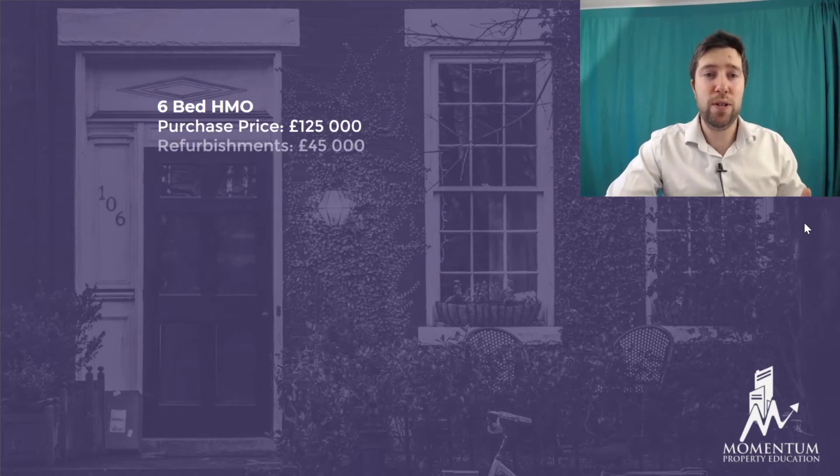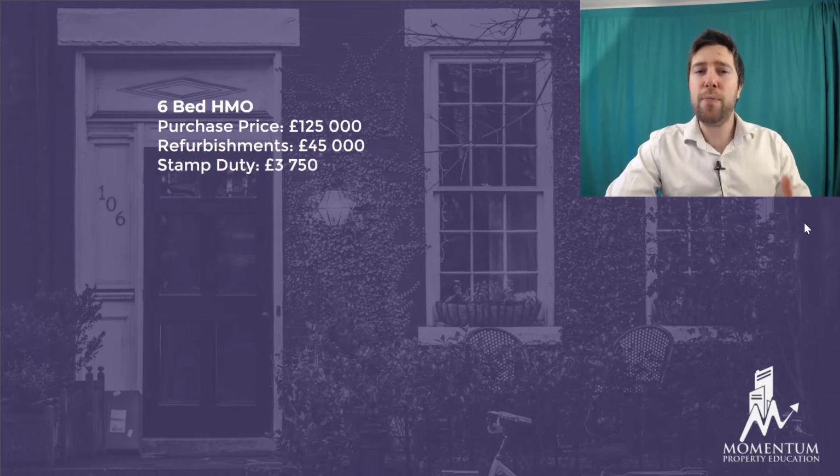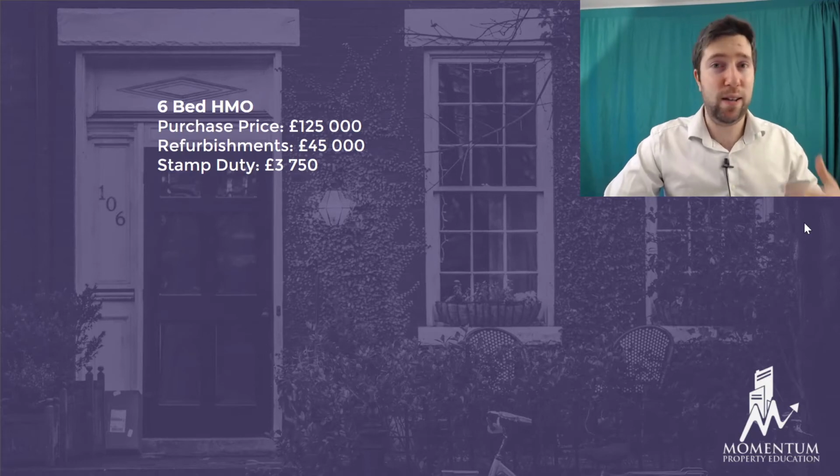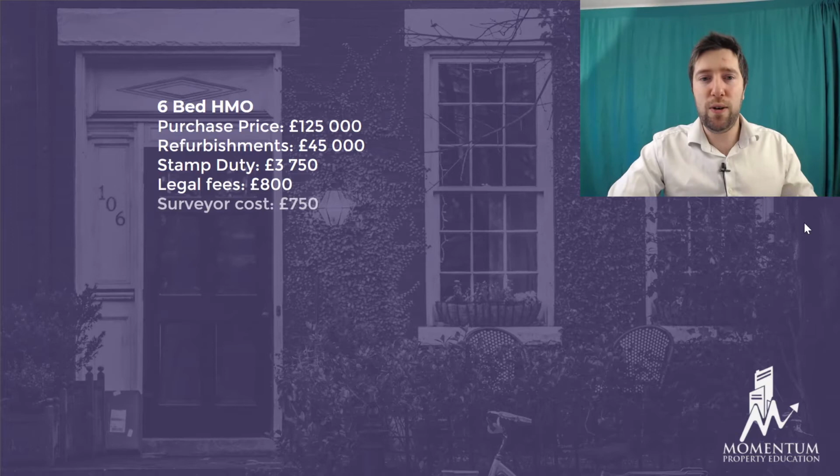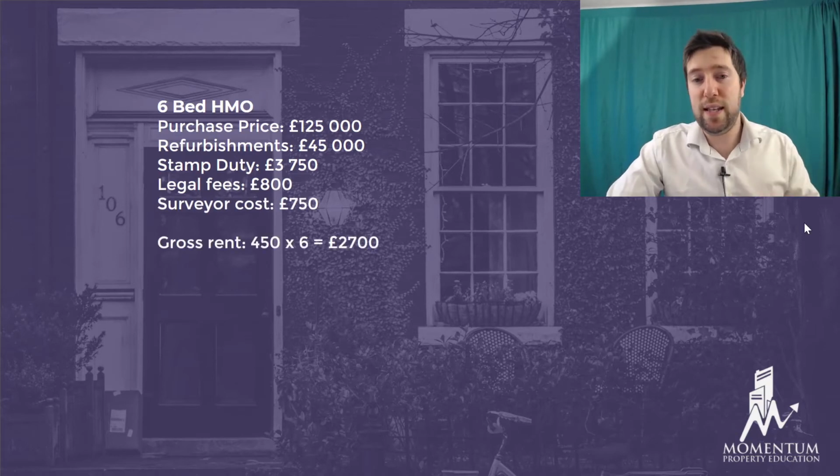We've agreed a purchase price of £125,000. The refurbishment is £45,000. Stamp duty is a purchase tax we pay in the UK. I invest mainly in the United Kingdom, that's why I'm buying this in Liverpool. And so we have the stamp duty, legals, surveyor, and this is my gross rent.